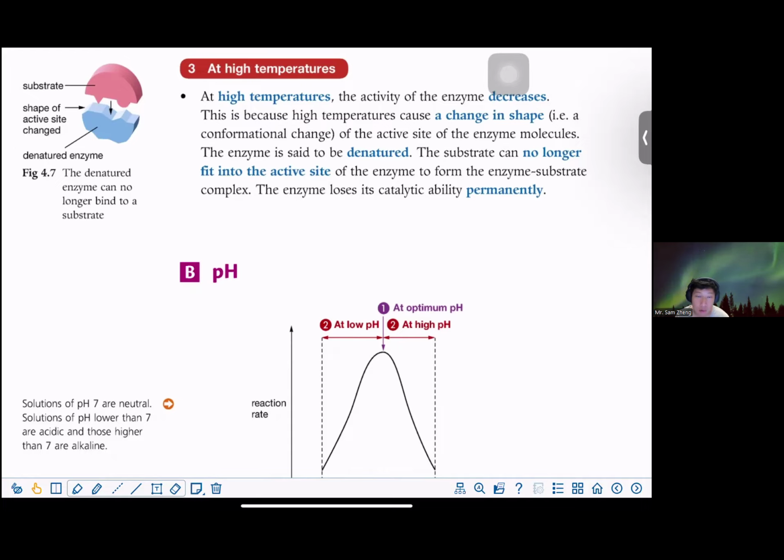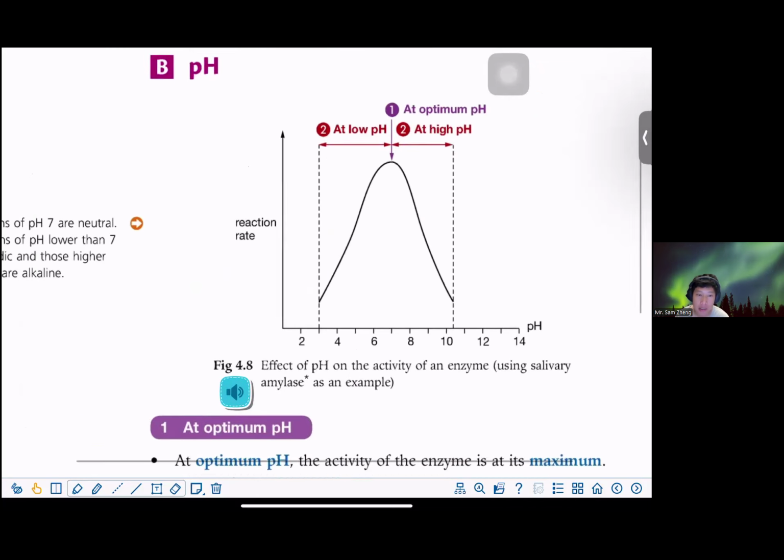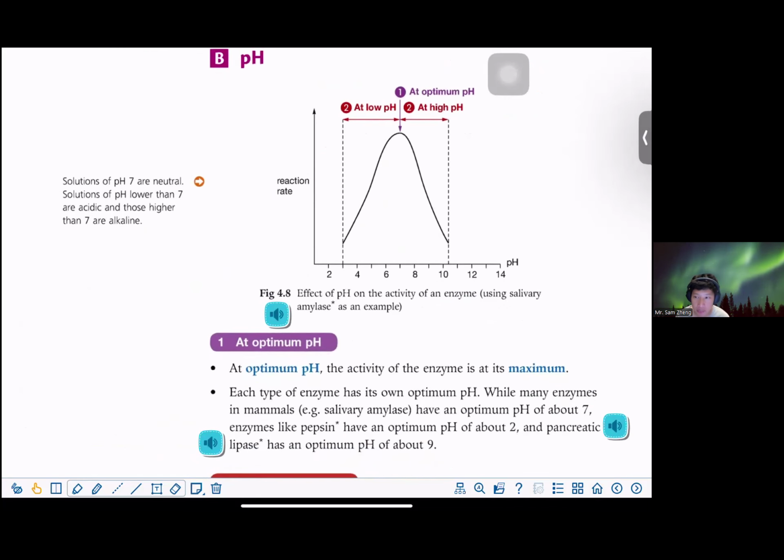Now, the second one would be the pH. The pH will have similar effects.